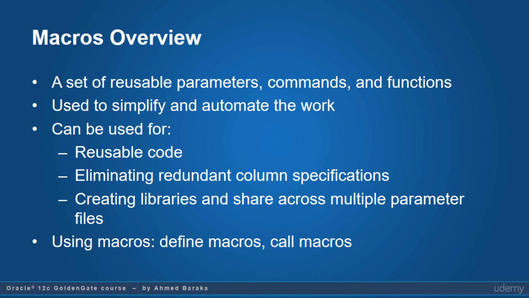You can create the macros in external files, and in this case, they are called macro libraries. And you can share them in the Oracle GoldenGate process parameter files. For example, you can write your column specifications in a macro library file and use it in multiple parameter files. To use macros, first you define them, then you invoke them. You will learn how to do that in the incoming slides.